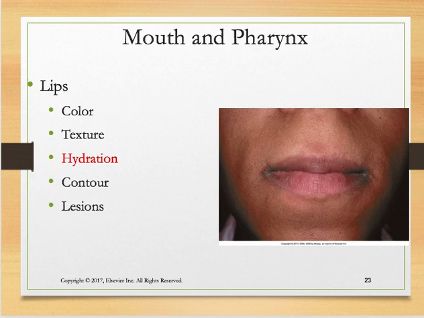Mouth and pharynx, again, hydration is huge. Blue lips, that's a big deal. Cyanosis, you're going to be worried about what's going on from a respiratory standpoint.